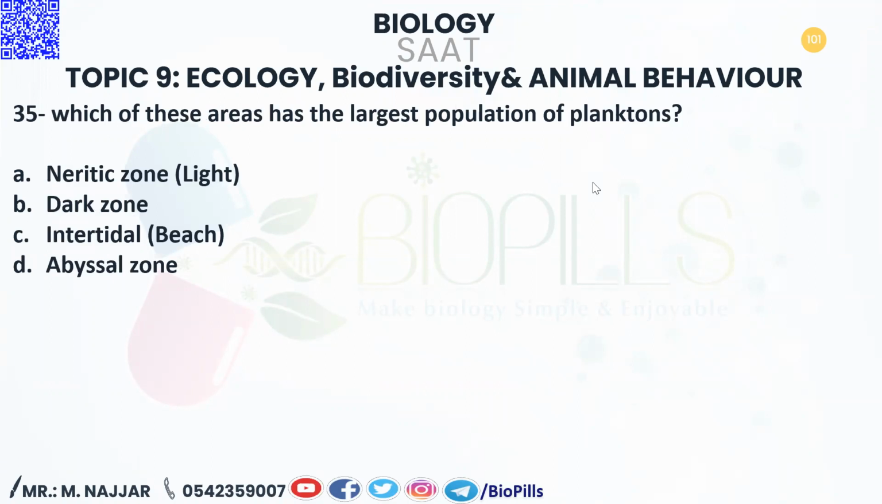Question number 35. Which of these areas have the largest population of planktons? Planktons are tiny, free-floating living organisms. Some are photosynthetic, known as phytoplankton, and others are animal-like, called zooplankton. A, the neritic zone or light zone. B, dark zone. C, intertidal or the beach. D, abyssal zone. Yes, of course, plankton thrive in the neritic zone.